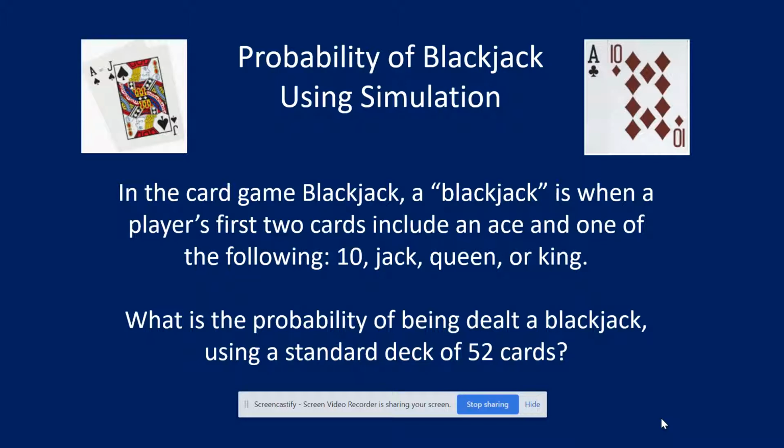So in the card game Blackjack, the best hand you can receive is a blackjack, which consists of an ace and a card that's valued at 10 points. So this would include the 10, jack, queen, or king. A gambler would naturally want to know, what's the probability of being dealt a blackjack? For this simulation, we'll assume we're using a standard 52 card deck.